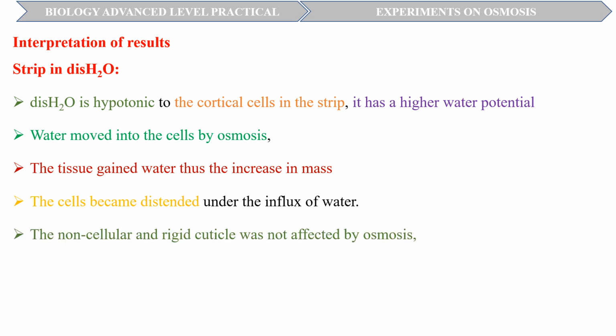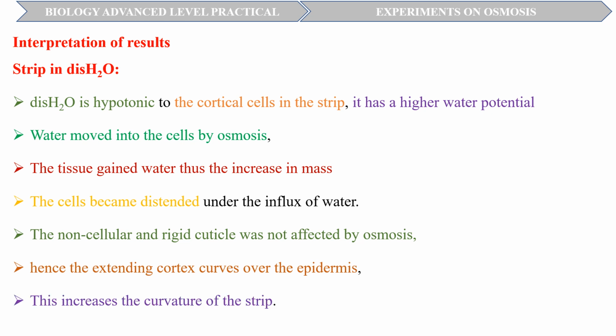This distension of cells led to the overall increase in length of the strip, while the non-cellular and rigid cuticle was not affected by osmosis. Hence, the extending cortex curved over the epidermis, and this increased the curvature of the strip.